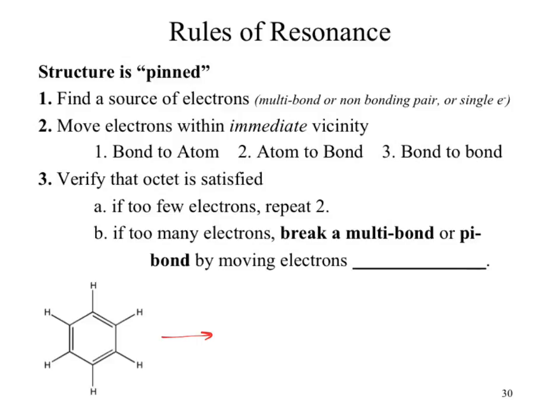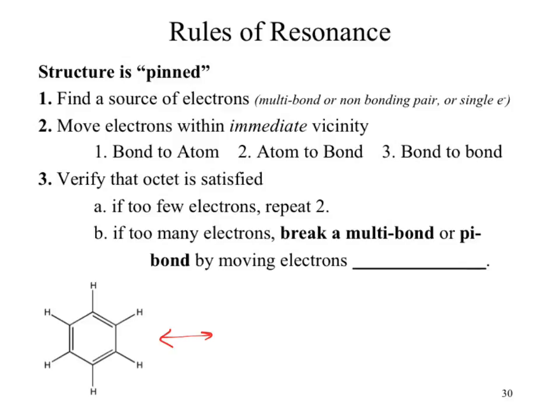If you have too many electrons, okay, now you're going to have to break something. The only thing you're allowed to break would be a multi-bond. Okay? We can only break those pi electrons. Where will we move those electrons? We could move them as a lone pair. Ultimately, what we're doing is moving them away from the atom that had its octet exceeded. Okay? So let's take a look at an example here.